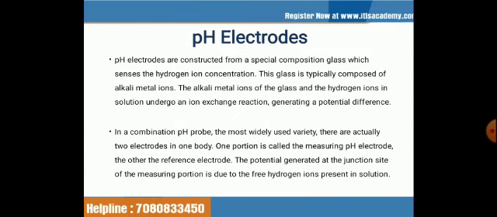In a combination pH probe, the most widely used variety, there are actually two electrodes in one body. One portion is called the measuring pH electrode and the other is the reference electrode. The potential generated at the junction site of the measuring portion is due to the free hydrogen ions present in the solution.